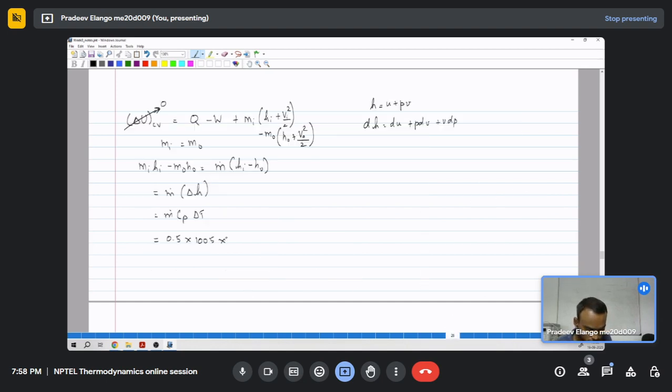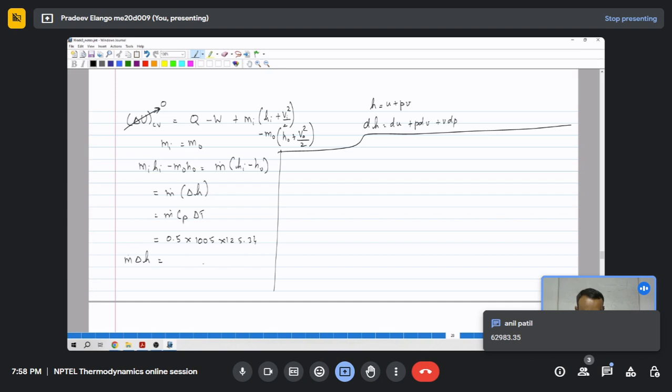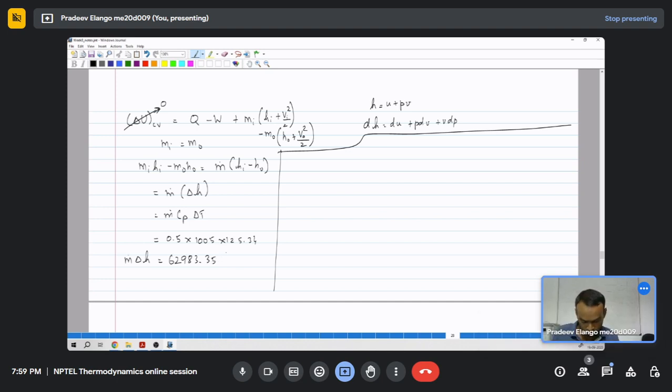So m dot into delta H can be calculated. This is 62983.35. This is in joules, because 1005 was in joules, so we get the result in joules.